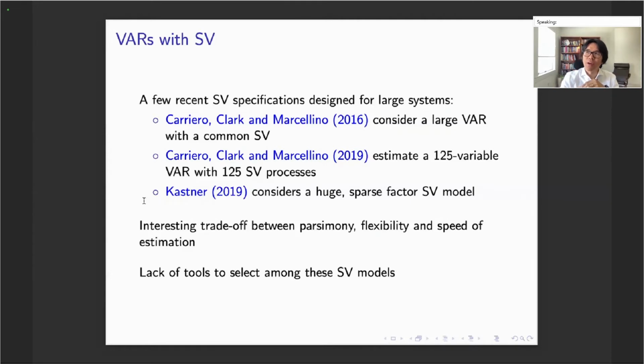So they present some very interesting trade-offs: some models are more parsimonious, some are more flexible, some are easier to estimate in terms of speed. It's quite fast, but we don't seem to have a good way to choose between them. So this paper tried to address this question: how do I compare these very different models?